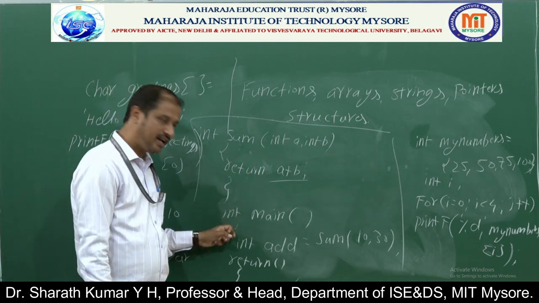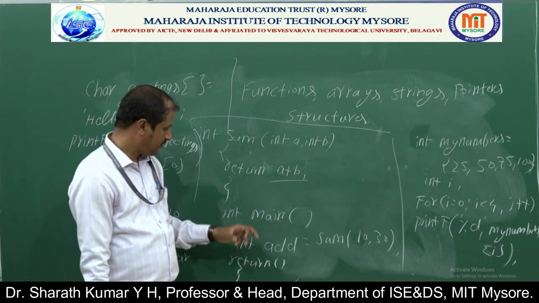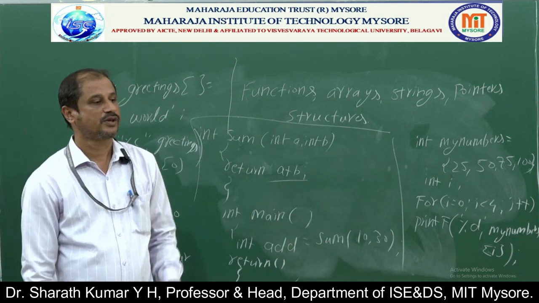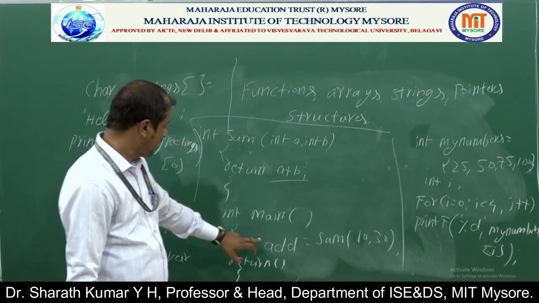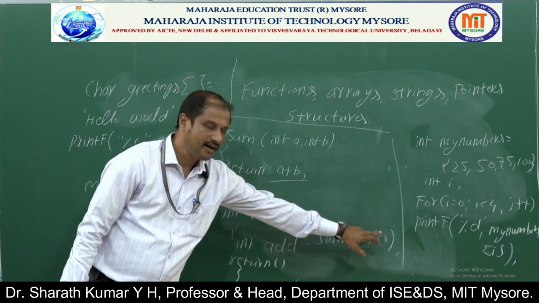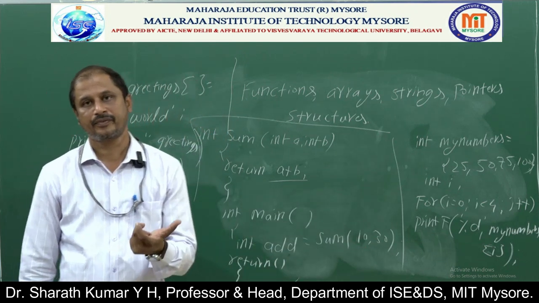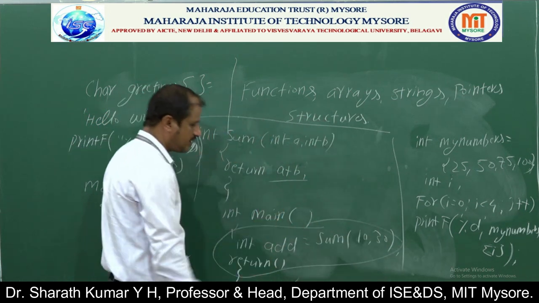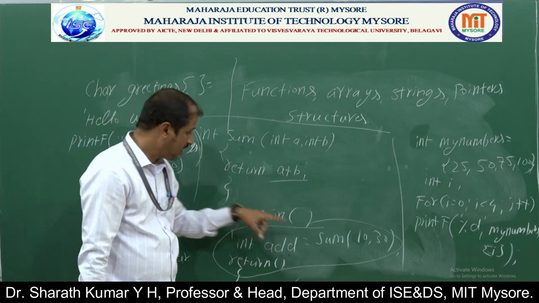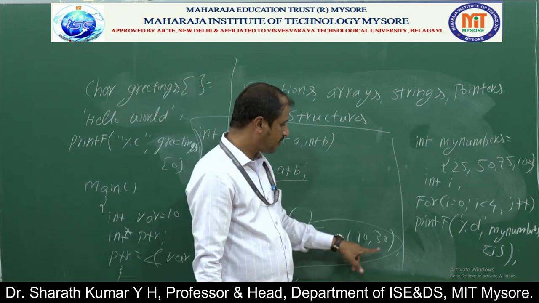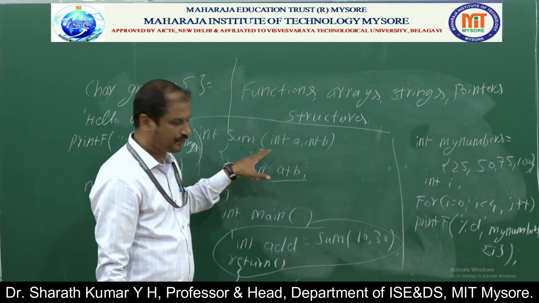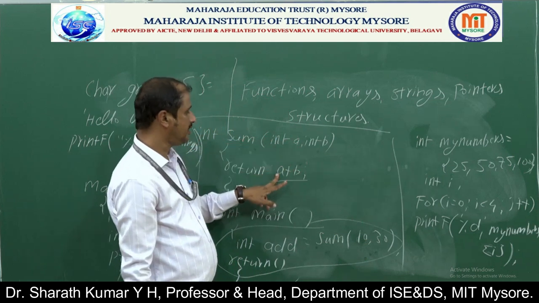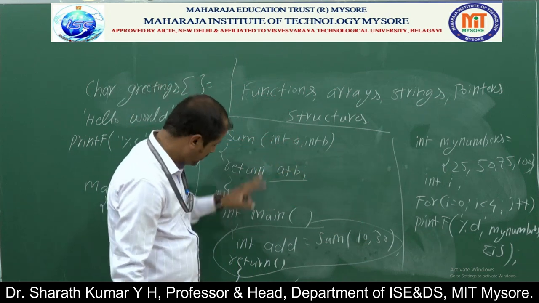Here I am using the main function as part of C programming. In main, add is equal to sum of 10, 30, which returns 10 plus 30, that is 40. So I am directly using a user-defined function within the main function, sum of 10, 30. When we call the function sum, it goes there, adds a plus b, and returns a plus b back to here.